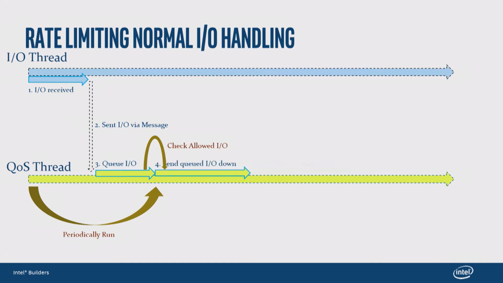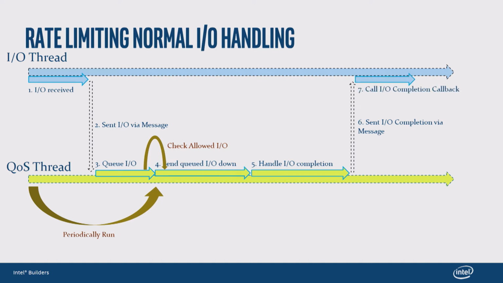And later, when the IOs are completed, it will handle the completion and send the IO completions back to the originating IO thread. And the originating IO thread will call the IO completion callback, which is set by the upper applications.